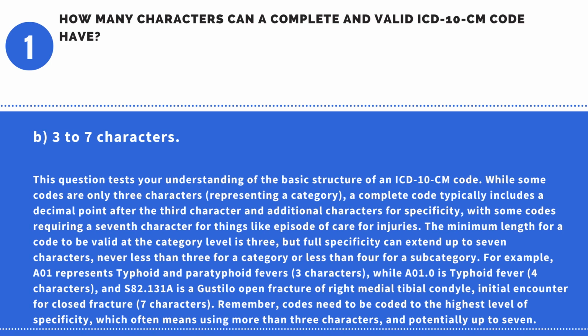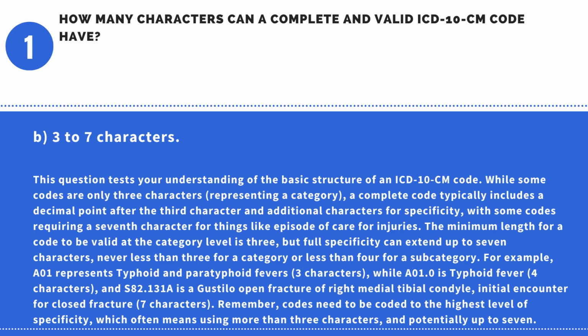This question tests your understanding of the basic structure of an ICD-10-CM code. While some codes are only 3 characters, representing a category, a complete code typically includes a decimal point after the third character and additional characters for specificity, with some codes requiring a 7th character for things like episode of care for injuries. The minimum length for a code to be valid at the category level is 3, but full specificity can extend up to 7 characters, never less than 3 for a category or less than 4 for a subcategory.